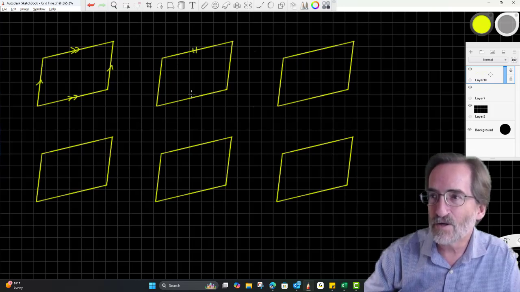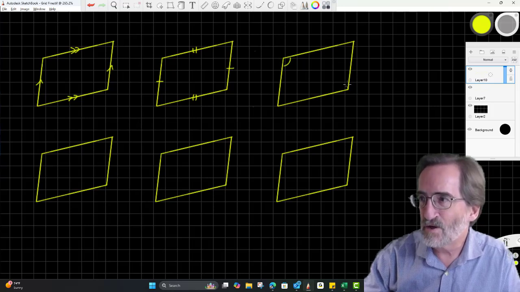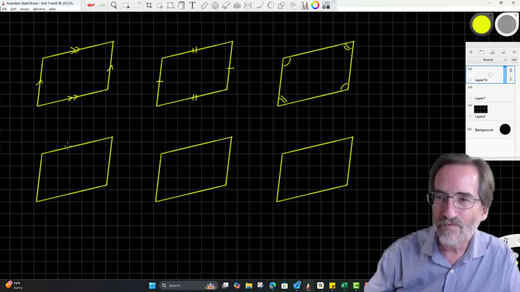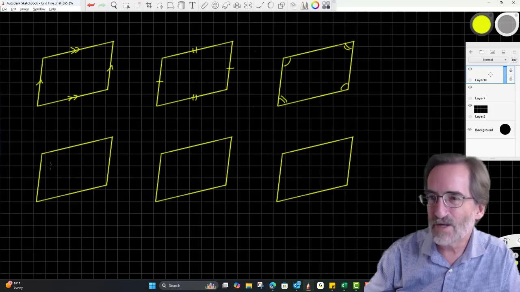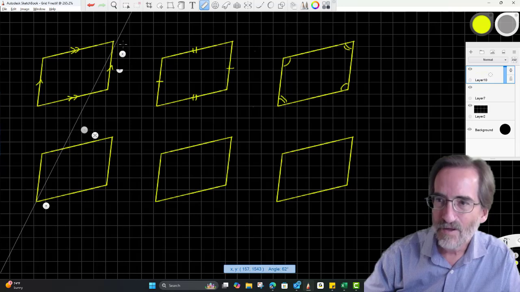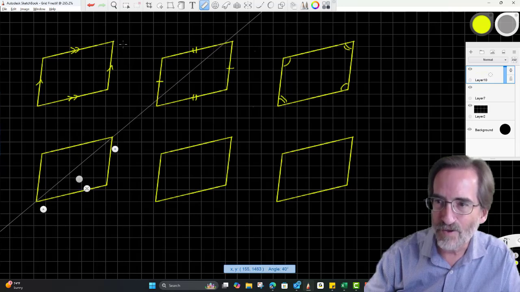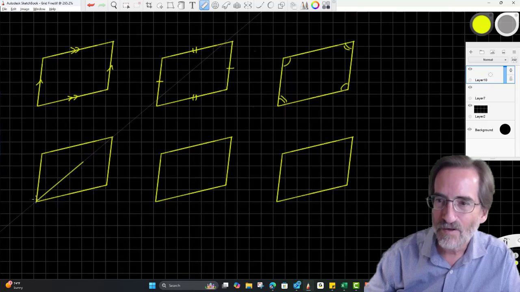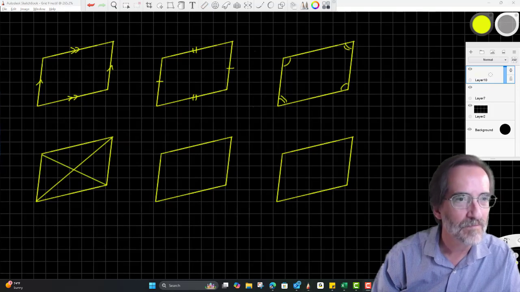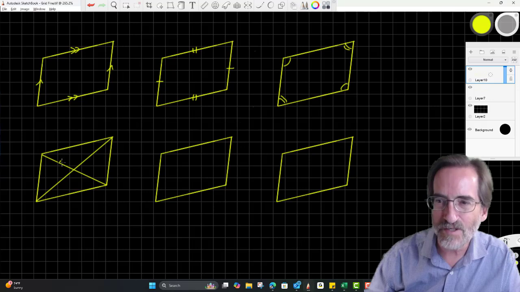If opposite sides are congruent, you've got yourself a parallelogram. If opposite angles are congruent, you've got yourself a parallelogram. If the diagonals bisect each other, you've got yourself a parallelogram. Okay, diagonals. Takes me a little while to draw the diagonals. If the diagonals bisect each other or split each other in half, you've got yourself a parallelogram. So once again, if the diagonals bisect each other, you've got yourself a parallelogram.